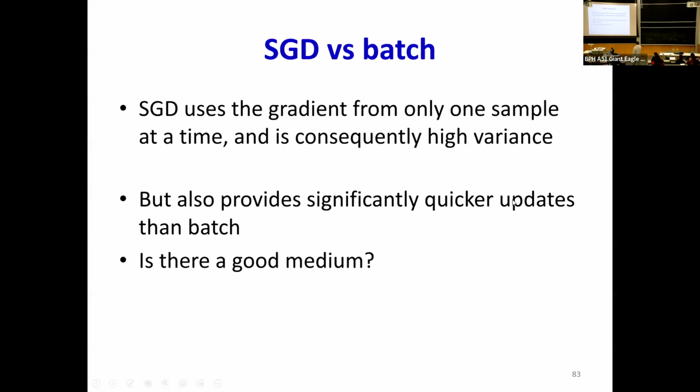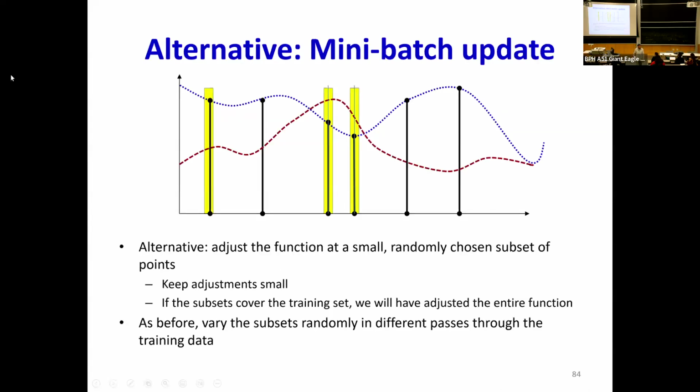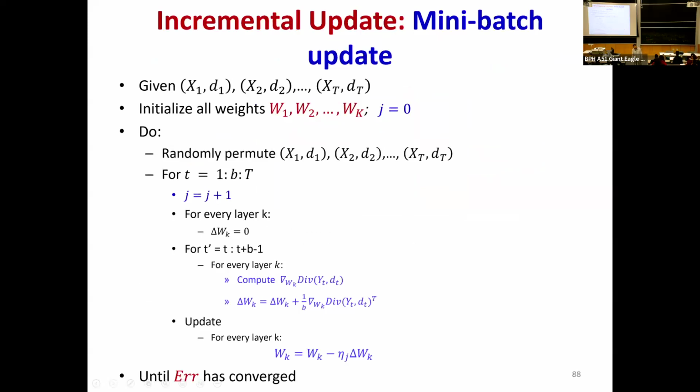Correct, right? So SGD uses the gradient from only one sample at a time and is consequently high variance, but provides significantly quicker updates than batch. So is there a good medium? Here's what I can do. At each time, I can pick a small number of samples and update on these guys. And so long as the set of samples I choose at each update is random, I'm going to get better updates than if I'm using just one sample while almost getting the same benefit as considering the entire input batch.